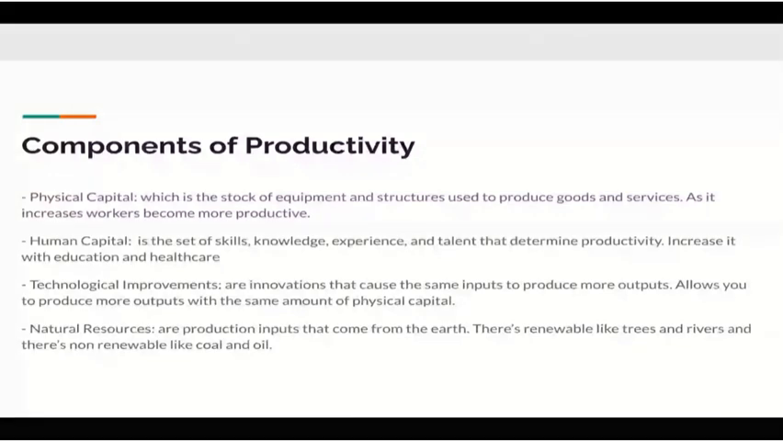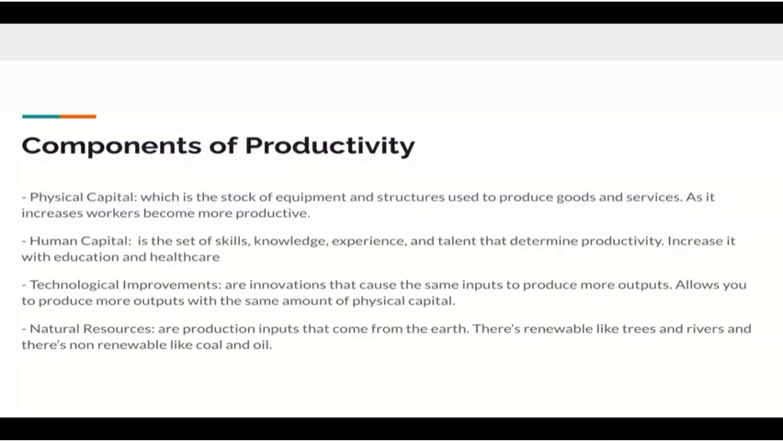Next, we have human capital, which is the set of skills, knowledge, experience, and talent that determine productivity. And it can be increased with education and healthcare. So as those things are offered, more people are willing to work and use their skills and provide more for the economy. Next, we have technological improvements.